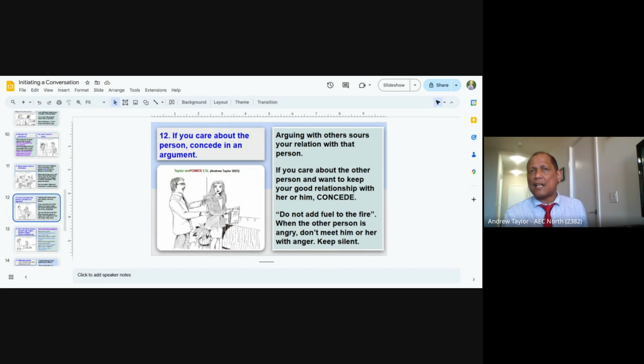And if you're a man, if you know that your wife is angry with you, even if you are not wrong, just say, sorry, I love you. And you will see, it's better. If you care about the other person and want to keep your good relationship with him or her, concede. Do not add fuel to the fire. When the other person is angry, don't meet him or her with anger. Keep silent. So when your wife says, oh my God, you think I'm working part-time and I'm not busy? Look, we have three children, blah, blah, blah. Keep quiet. Do not answer.